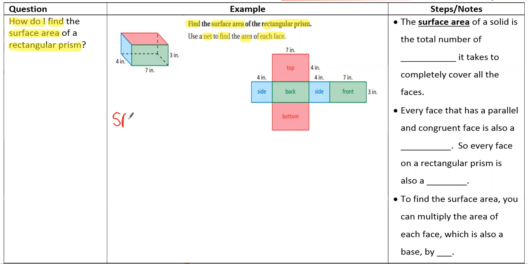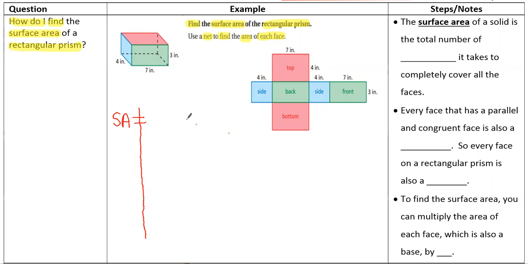Guess what SA stands for? Surface area. Surface area equals, and we're used to in this class doing a vertical line through the equal sign. That just keeps our left and our right sides organized.